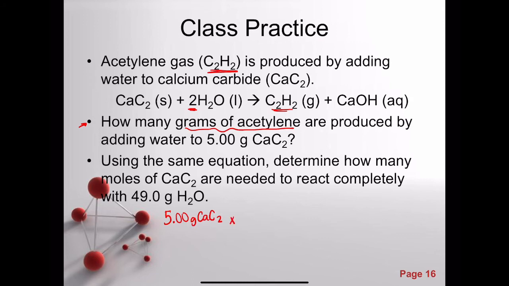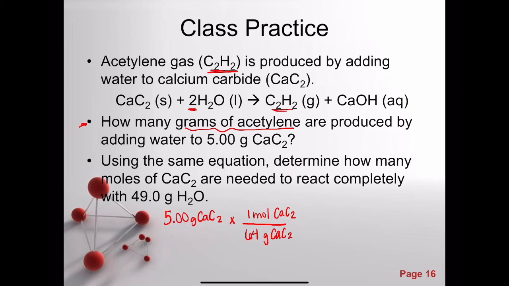So we're going to have to go from grams to moles of calcium carbide, and then from moles of calcium carbide to moles of acetylene, and then moles of acetylene to grams of acetylene. So this is several steps along the way, okay? If you figure up the mass of calcium carbide, there are 64 grams of calcium carbide in 1 mole of calcium carbide.